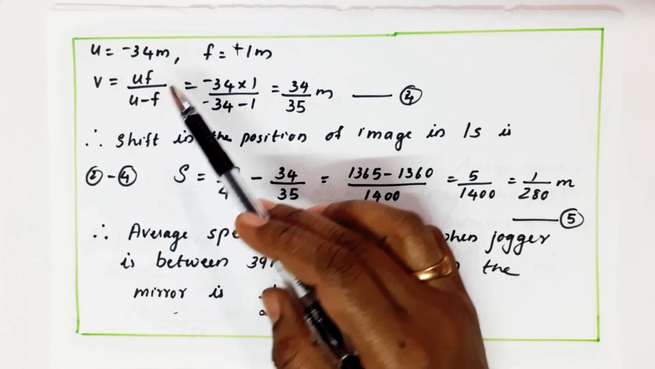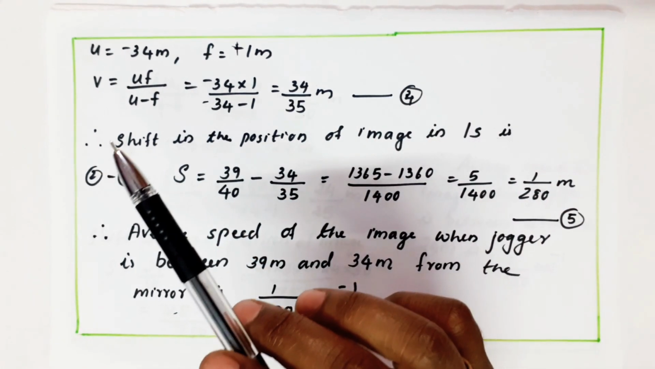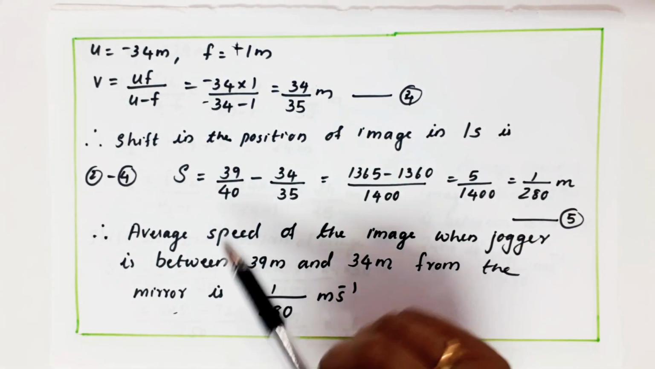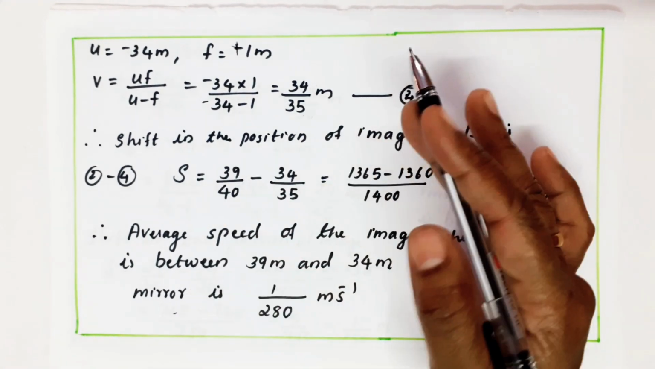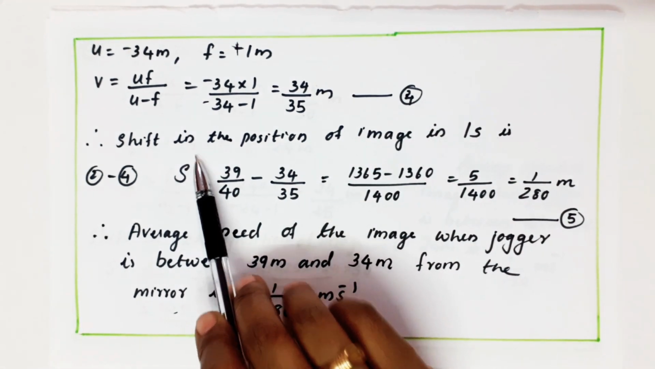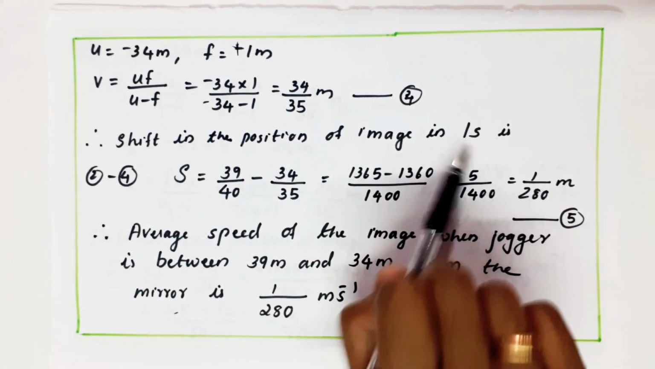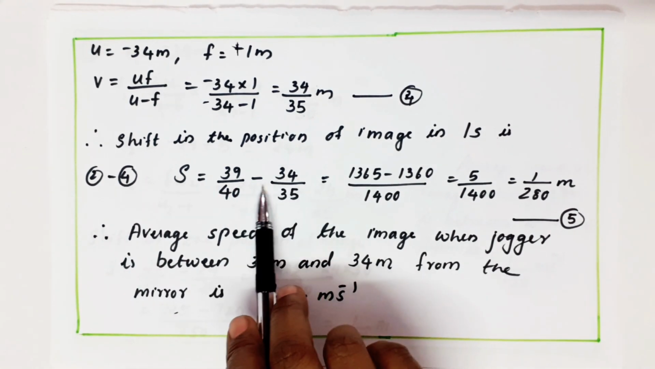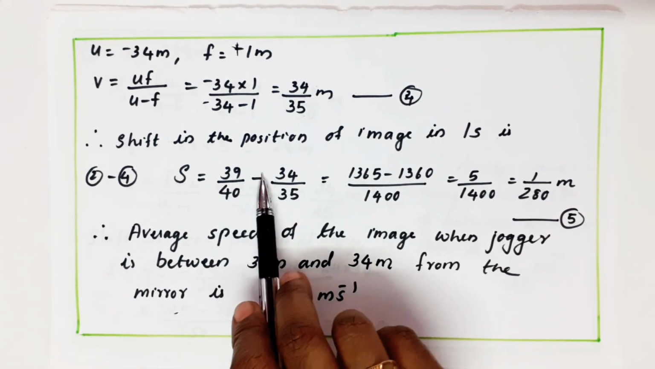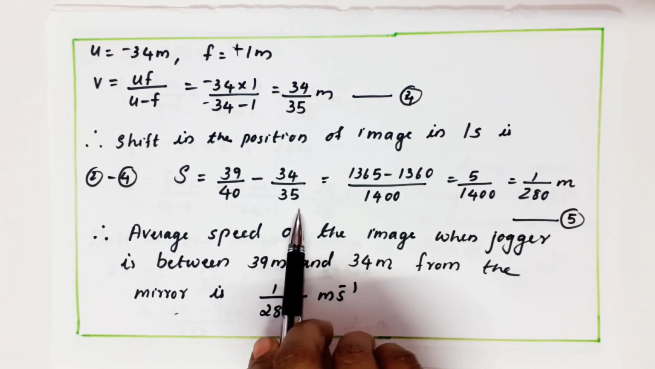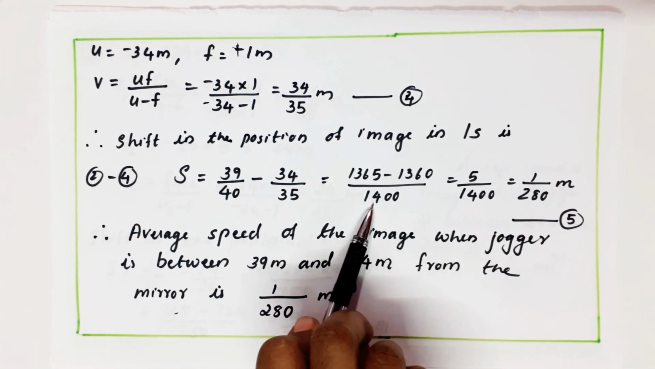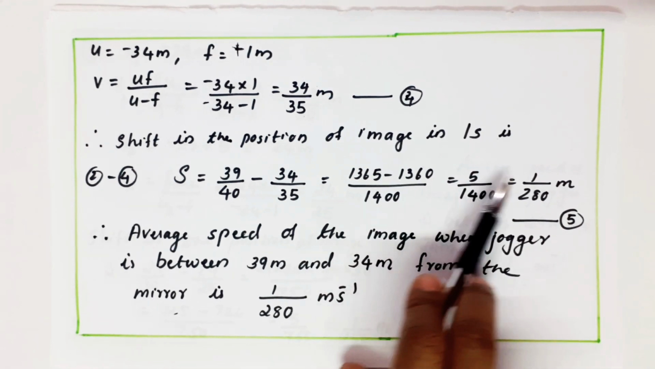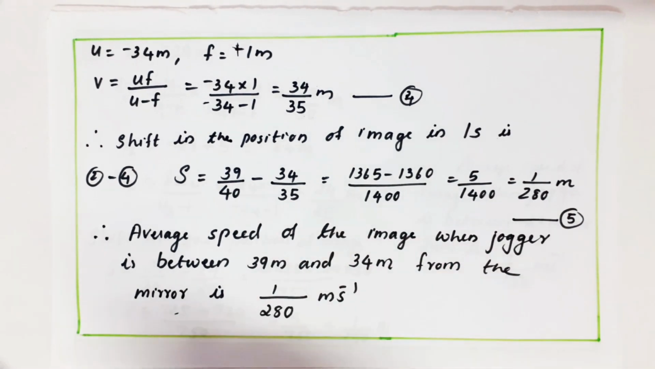Now I am going to compare. At a distance of 39 I got V, at a distance of 34 also I got V. I am going to find out what the shift in the position of the image should be, the shift in 1 second. That is first image distance minus second image distance. 39 by 40 minus 34 by 35. Taking the LCM 1400, we get 5 by 1400, that is 1 by 280 meter.